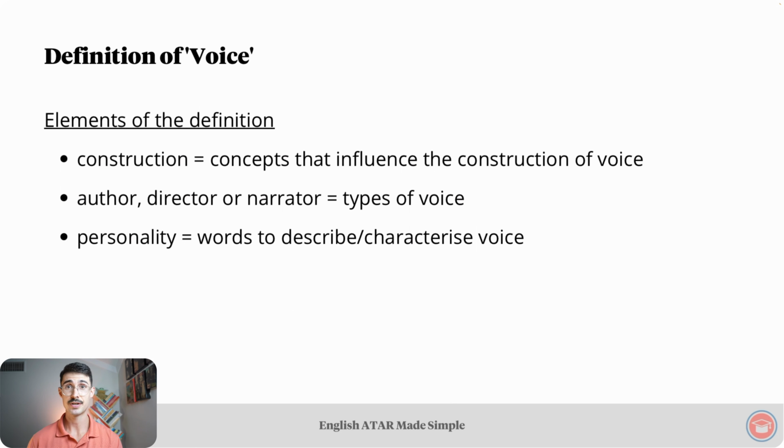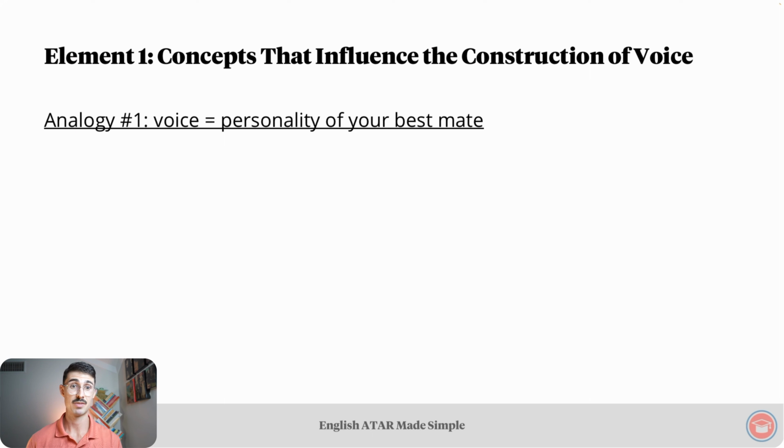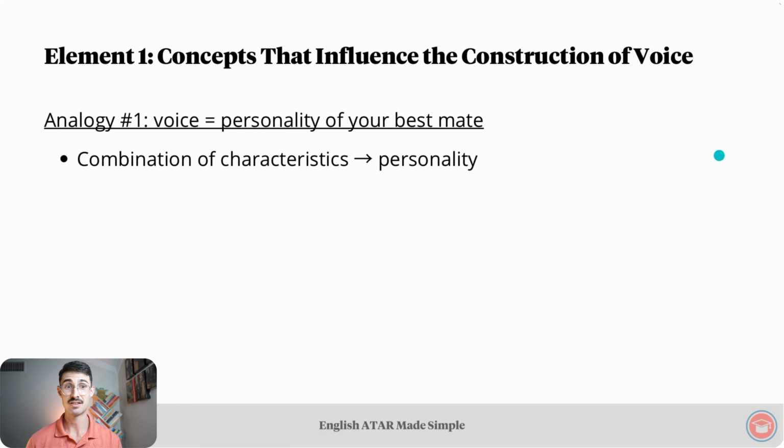From there, we went into a discussion of each element, starting with element 1, concepts that influence the construction of voice. We discussed a few analogies in this part of the lesson. The first one, analogy 1, is voice just equals the personality of your best mate. We saw that the word personality really just refers to the combination of characteristics. That combination leads to you being able to describe someone's personality.